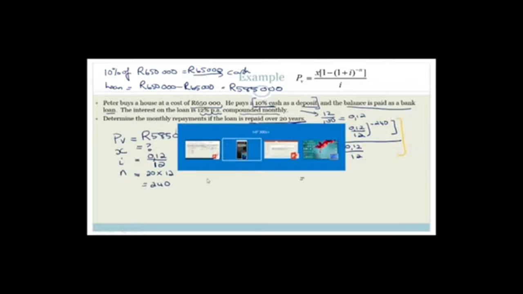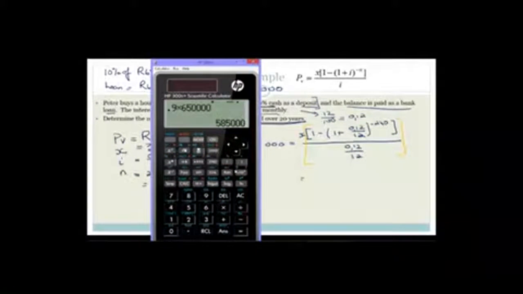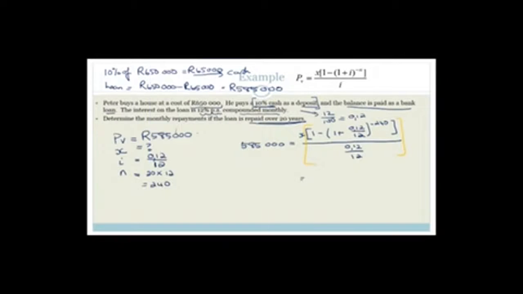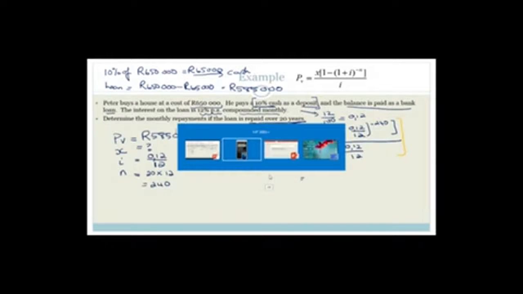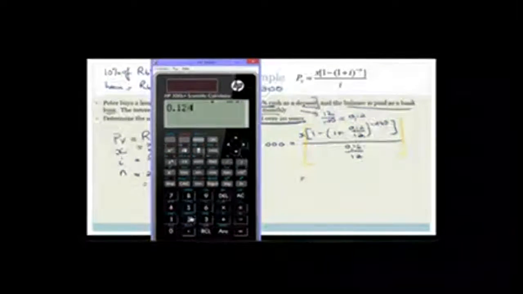But the problem is that last time I did it all in one go, assuming you'd have a very fancy calculator. Let's pretend you don't have a fancy calculator, or even if you do, but you struggle to use it, because sometimes that happens. So what we're going to do is take it nice and slowly. The first thing I'm going to do is work out what 0.12 over 12 is. I'm going to go 0.12 divided by 12. Then I'm going to add 1, and then take it to the power of minus 240.